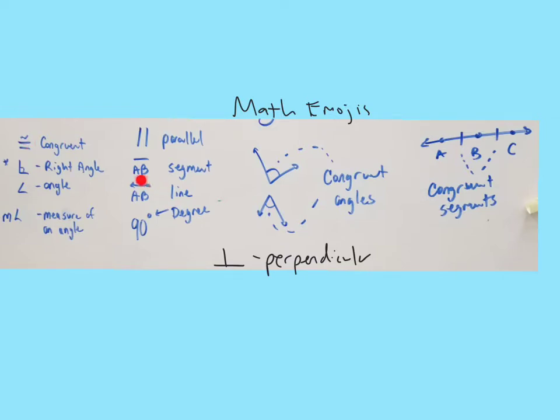Parallel, segment. If it's got a bar on top, it's a segment. If it's got a double arrow on top, it's a line. The label for degrees is really important. A lot of people are forgetting the label for degrees. When angles are congruent, sometimes you'll see arcs there. Sometimes you'll see two arcs, and you might even see a third arc. With congruent segments, if there are dashes, sometimes, like I said, you'll see two dashes. So that's the kind of idea we're looking for.